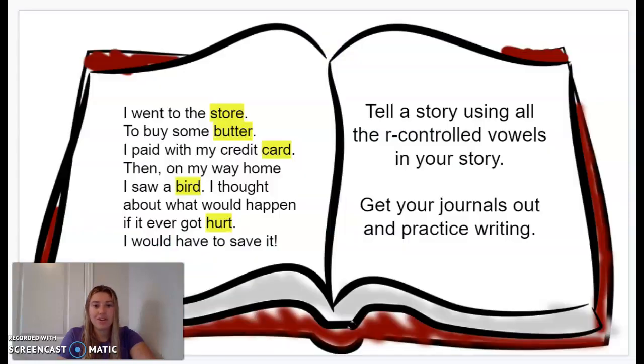Okay, now I want all of you to get out some pen and paper or your journals, and I want you to practice writing a story using all the R-controlled vowels. Here's my story. I went to the store to buy some butter. I paid with my credit card. Then, on my way home, I saw a bird. I thought about what would happen if it ever got hurt. I would have to go save it.